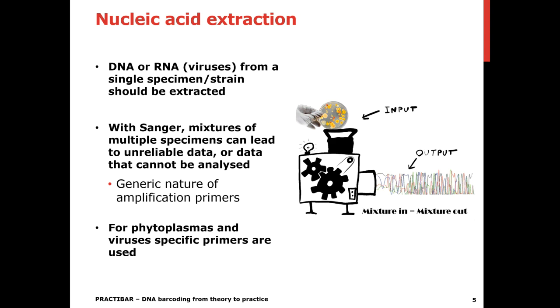And so, for instance, if you look at fungi and you amplify the ITS sequence and you still have some plant material in there, you also amplify the ITS sequence of the plant because of the generic nature of the primers. So in this case, you need pure cultures. For phytoplasmas or viruses, it's hardly possible to purify them free of plant material. So in this case, specific primers are used.